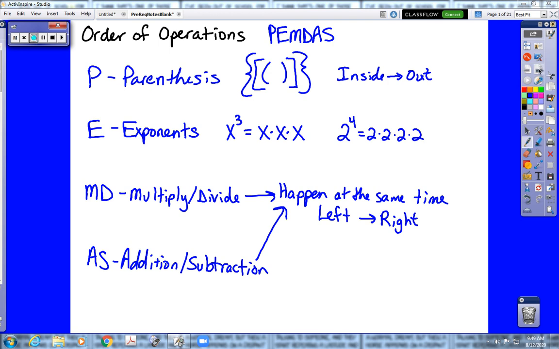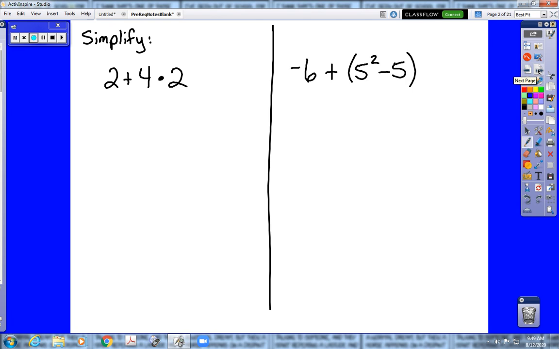So let's go through some examples. These are the same ones that appear on the blank notes that are provided for you in your classroom. So here is the first example, 2 plus 4 times 2. There are no parentheses. There are no exponents. So we move directly to multiplication and division. We have multiplication here. 4 times 2 is 8. So we would do that first, which leaves us with 2 plus 8, which would be 10.